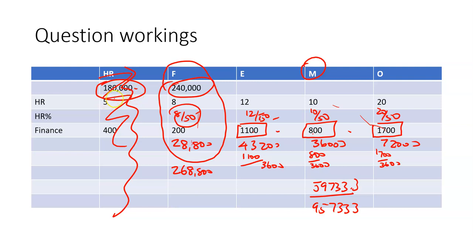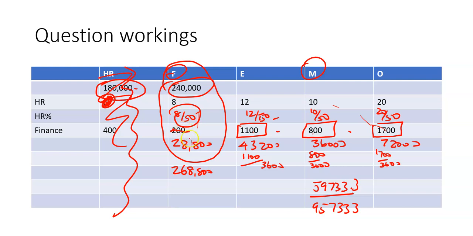Otherwise I'll be in the other method called repeated distribution. I don't want to repeat myself, so when I'm dealing with one, I just ignore what the base is of the other. So for example, when I want to split HR, I don't bring in the HR figure, I just ignore HR. I just say, let me split it between the other four. When I want to split finance, I ignore the finance base and just split it between the other four. So I just ignore its base.